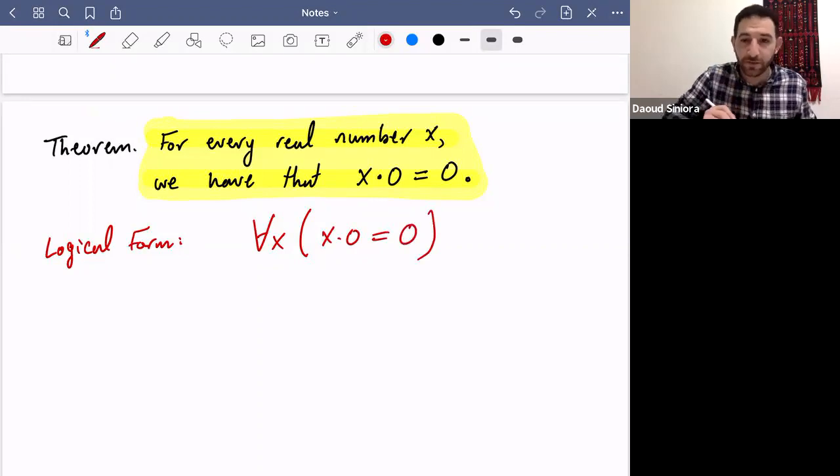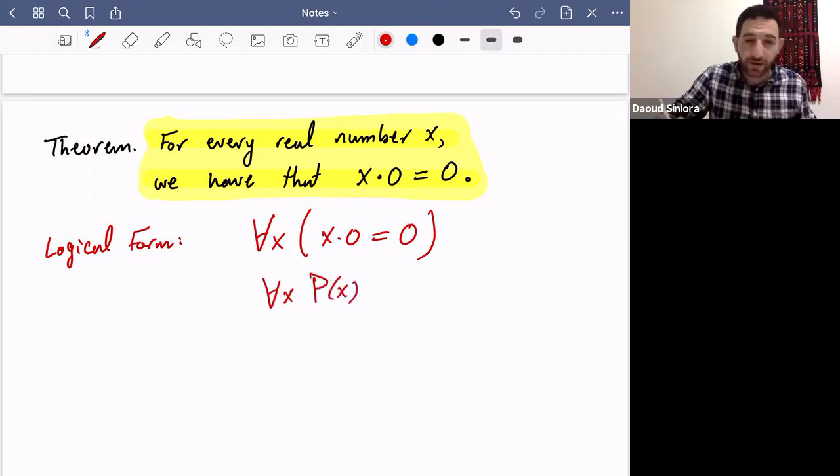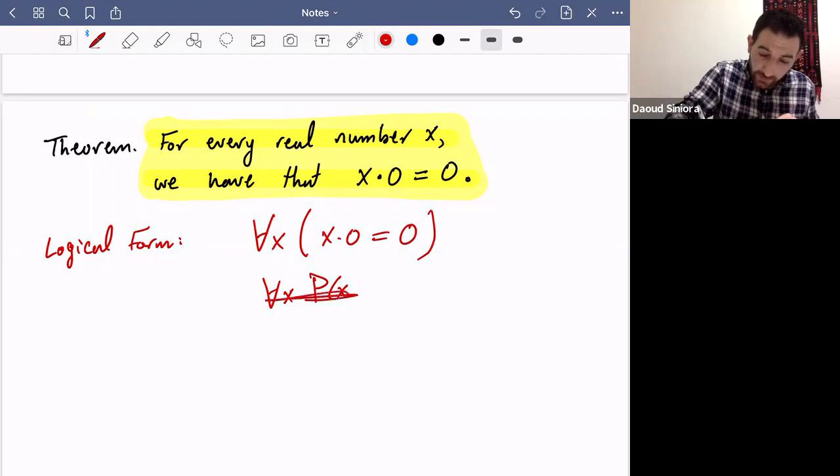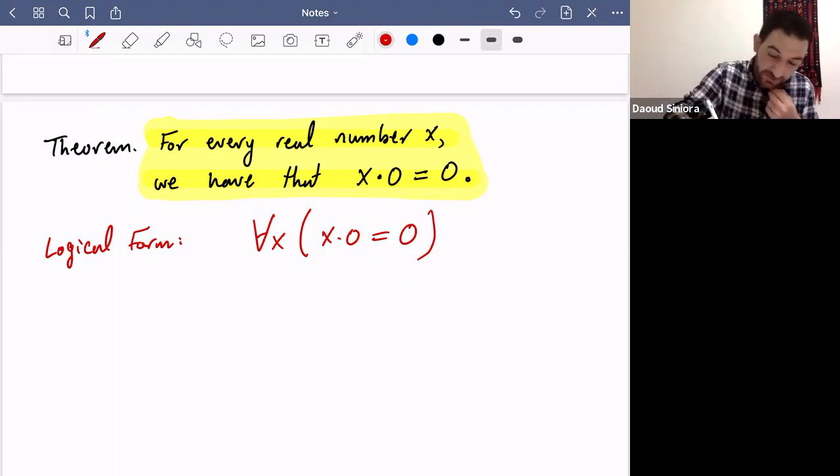Okay, so this is very similar to what we saw above. So for all x, p of x, where the property p is multiplying. So x has property p if when you multiply it by 0, you get 0. So this is the property p. This is what we want to show: every element has this property, that when you choose any element in the domain and multiply it by 0, you get 0. So let's start the proof.